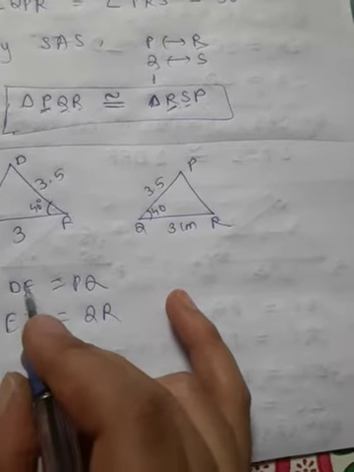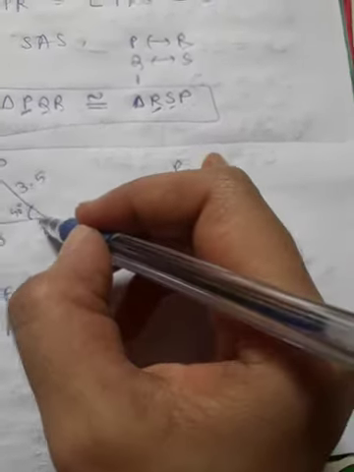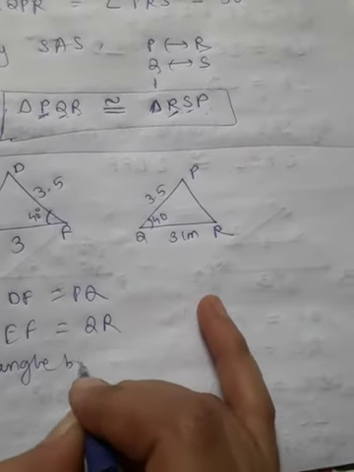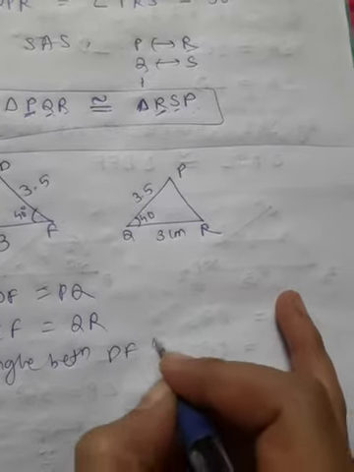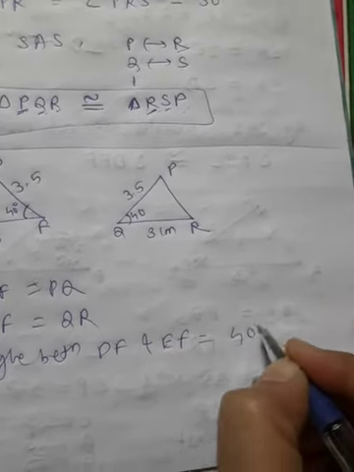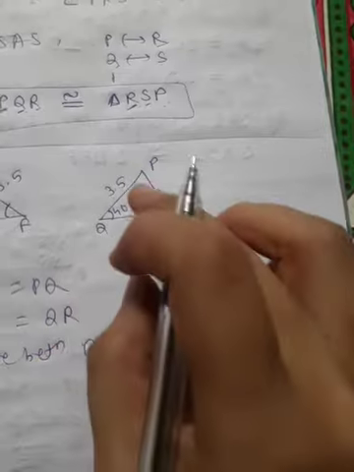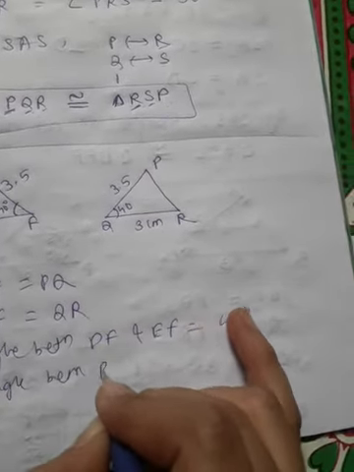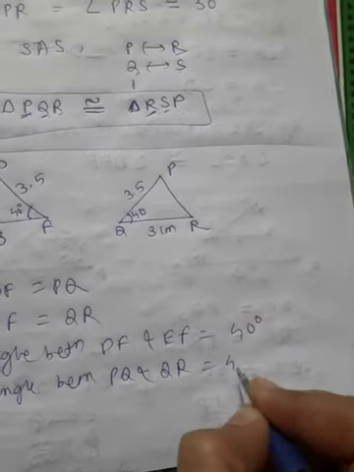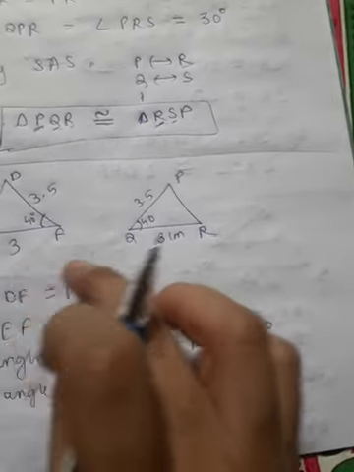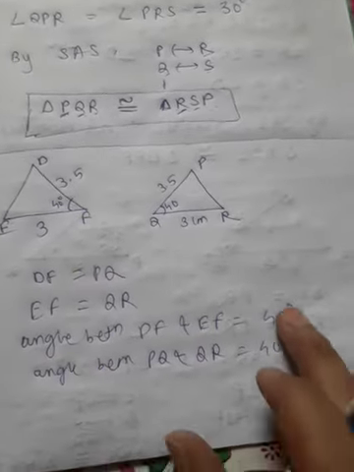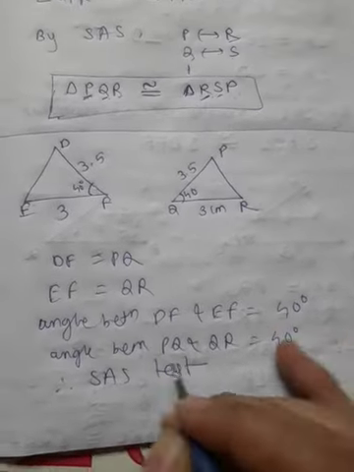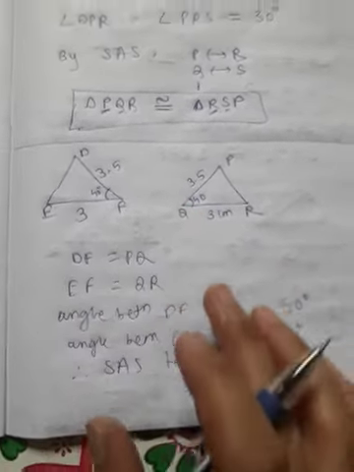Now what is the angle between DF and EF? The angle between DF and EF is equal to 40 degree. Notice the angle between PQ and QR. The angle between PQ and QR is also 40 degree. So the angle between two equal sides are equal. Okay, so therefore by SAS test you can say these two triangles are congruent.